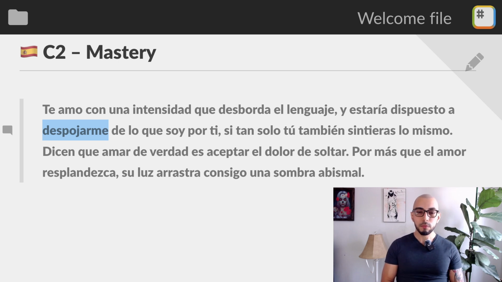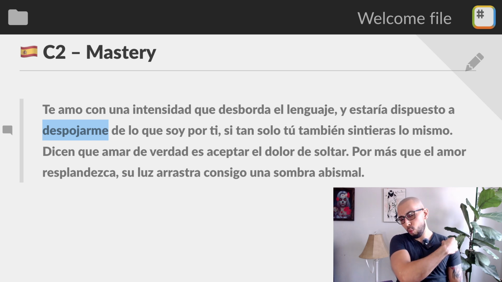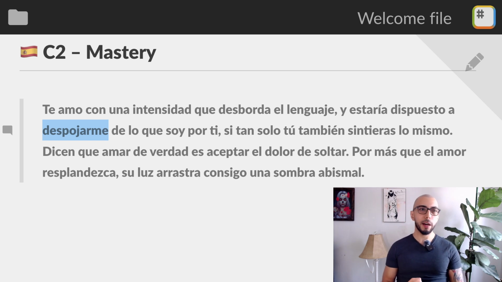Renounce is like, yeah, it's time to say goodbye, and I will do that. But despojarme, to strip away a part of me for you. That is, it's almost like a violent act onto oneself. And indeed, this is a reflexive verb. Despojarme, right? So the verb gets applied to what follows here. Me, te, nos, and so on.